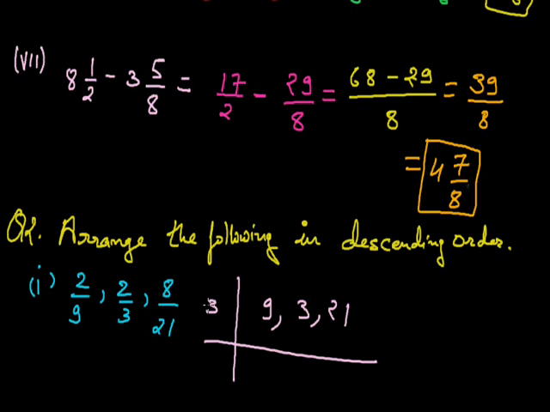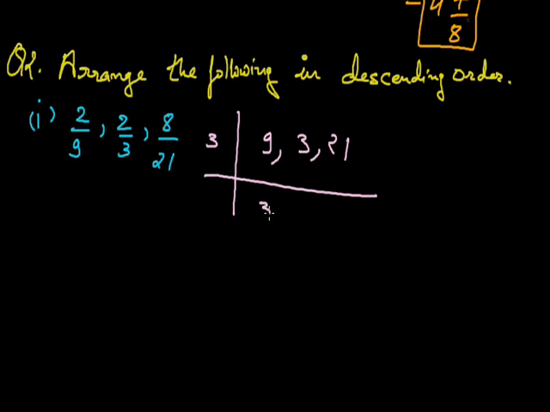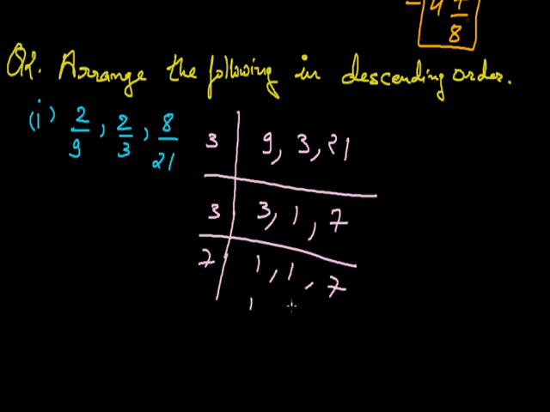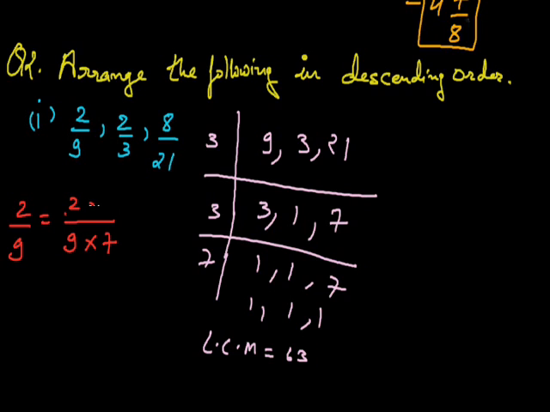First it will go by 3: 3 3s are 9, 3 1s are 3, 3 7s are 21. Then it will go by 3, 1, 1 and 7, then by 7, 1, 1 and 1. So 7 3s are 21, 21 3s are 63. So the LCM will be 63. Now one by one we will make each fraction's denominator equal to 63. So 2 by 9: we have to multiply 9 by 7 to get 63, so the numerator will also be multiplied by 7. So it will be 14 upon 63. This is our first fraction.